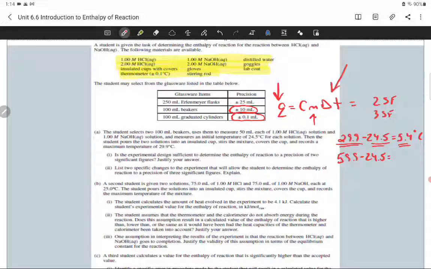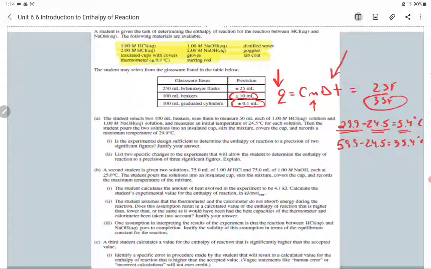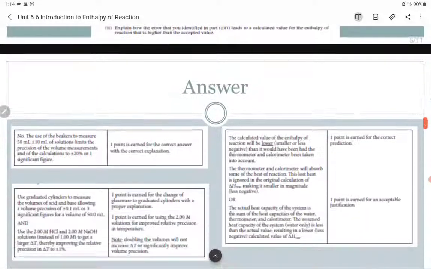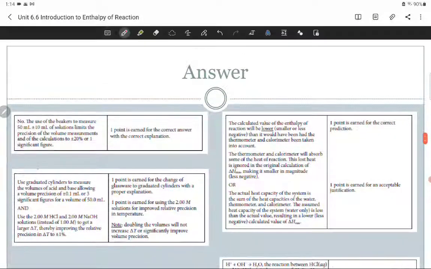So in that case, we would have got 35.4. And that now is 3 significant figures. So I think that would have worked. So I think we'll look at the answers and see what they say. So part A, and here is our part A. And I think that would have worked.